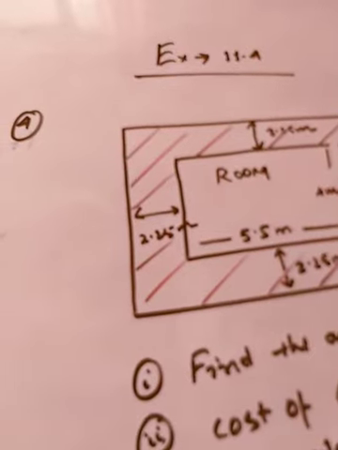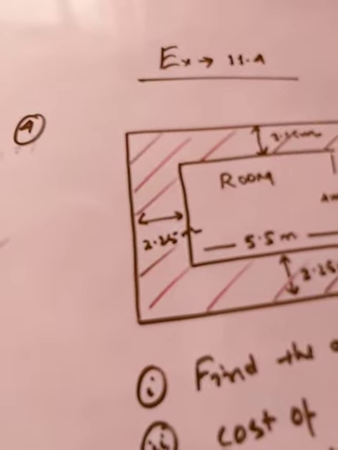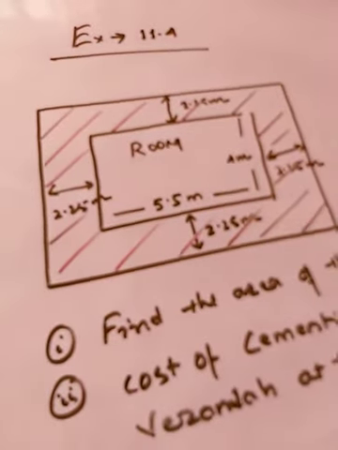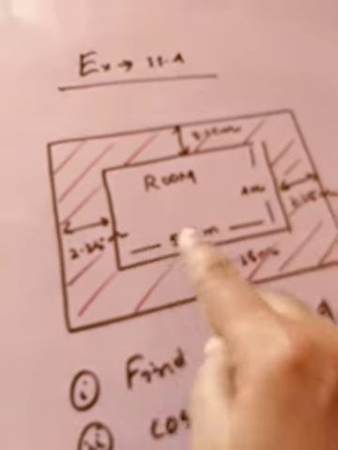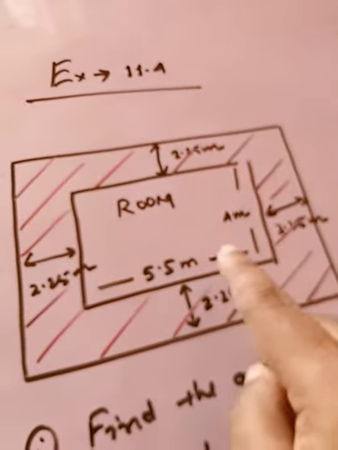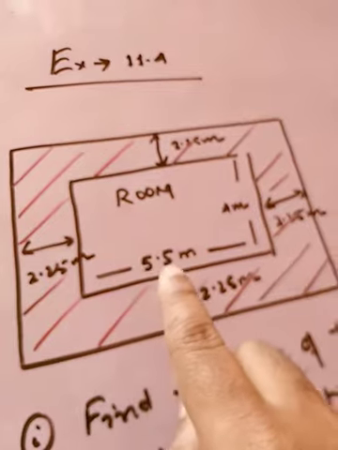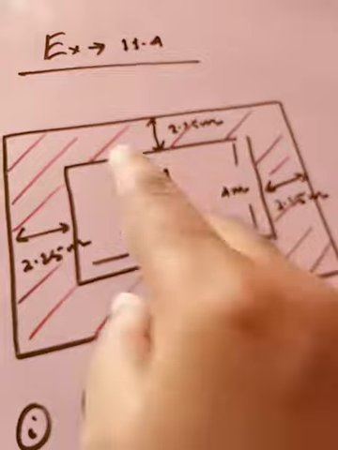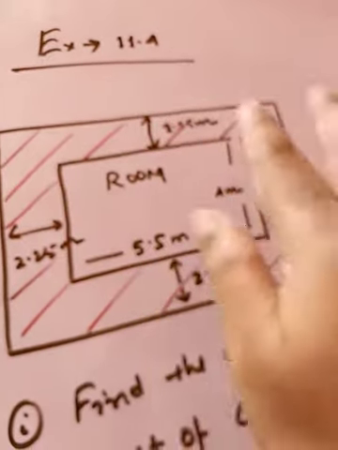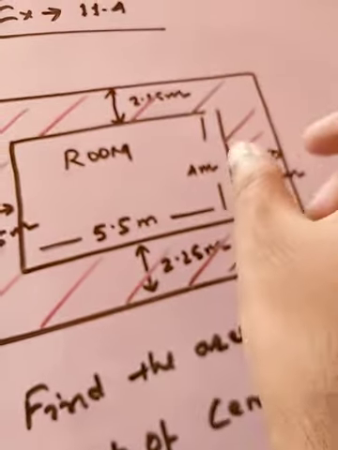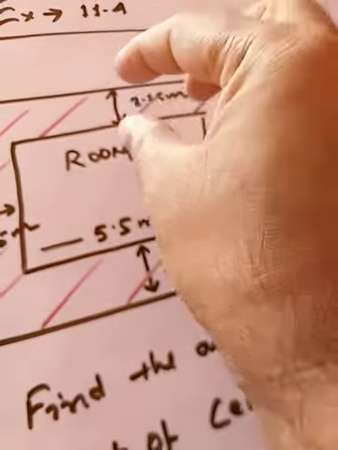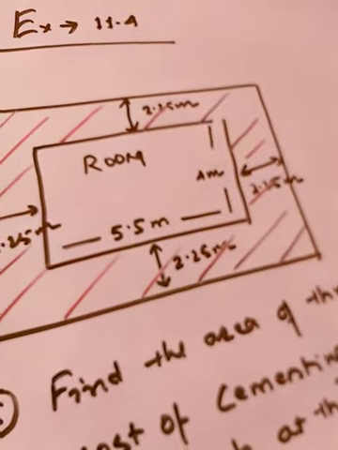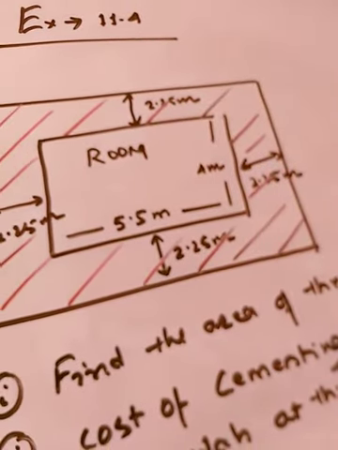Students, now in this session I will explain question number 4 of exercise 11.4. According to the question, there is a room whose length and breadth are given. Length is 5.5 meter and breadth is 4 meter. All around the room there is a veranda, and the width of the veranda is 2.25 meter on all sides.